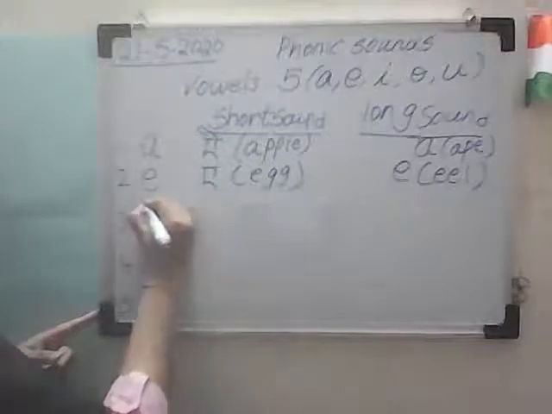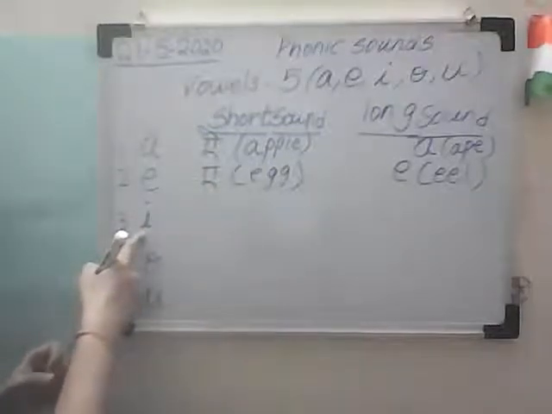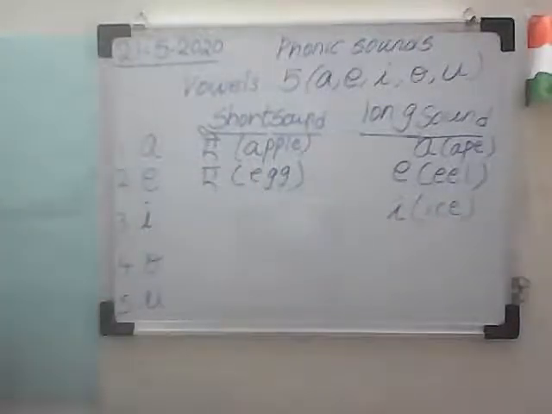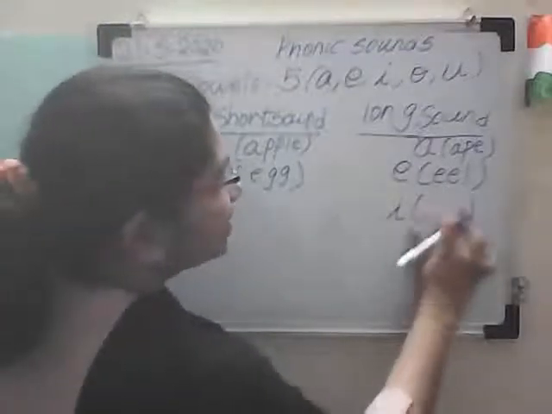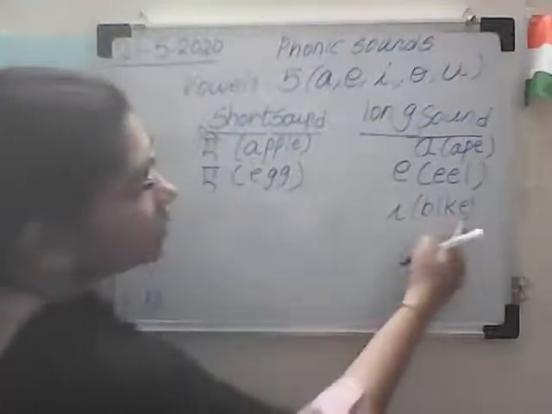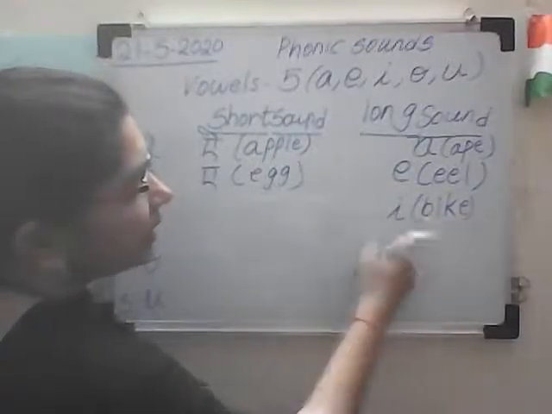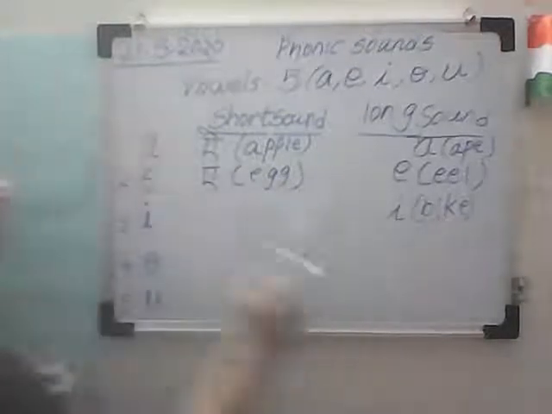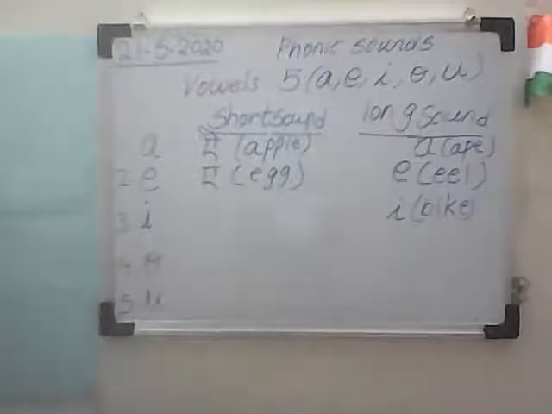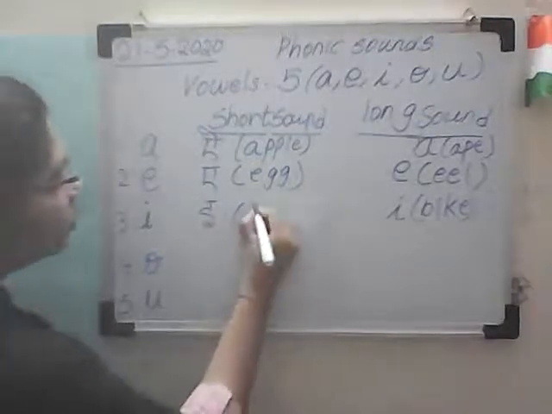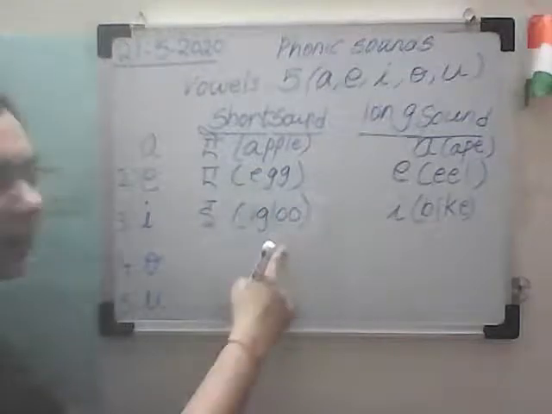Now, I. Long vowel sound for I is I only. Ice. You can take ice. Bike also. Here also we are saying I, B-I-K-E, bike. And here I can be E, like igloo. What is igloo?